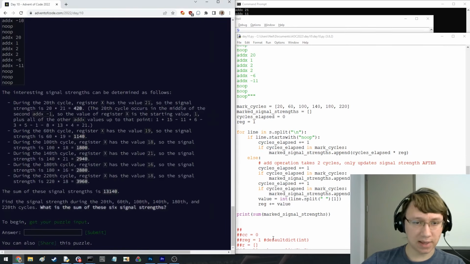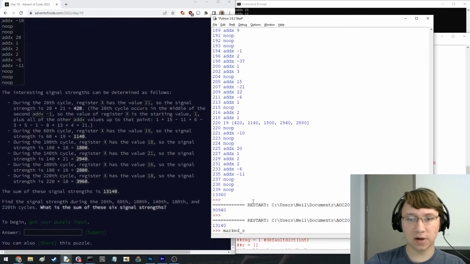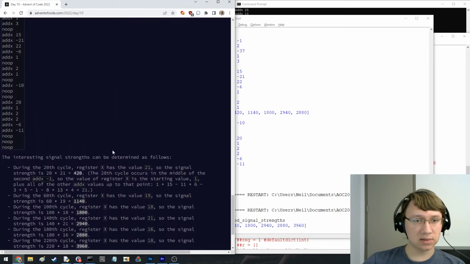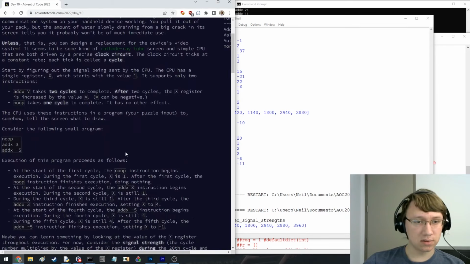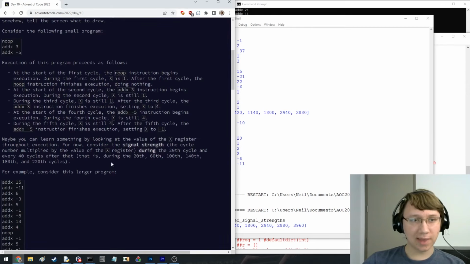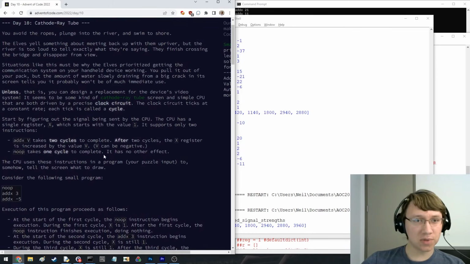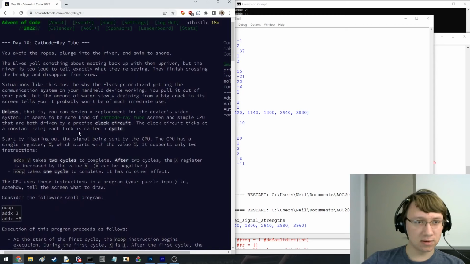So it does get the right answer in the test. And if I looked at the marked signal strengths, I get the right ones. Yep. These are all right. So it just fails on the test input. I would certainly like to figure this out all by myself. I'm starting to be a little worried that there's something unusual about my input, but that's super unlikely.